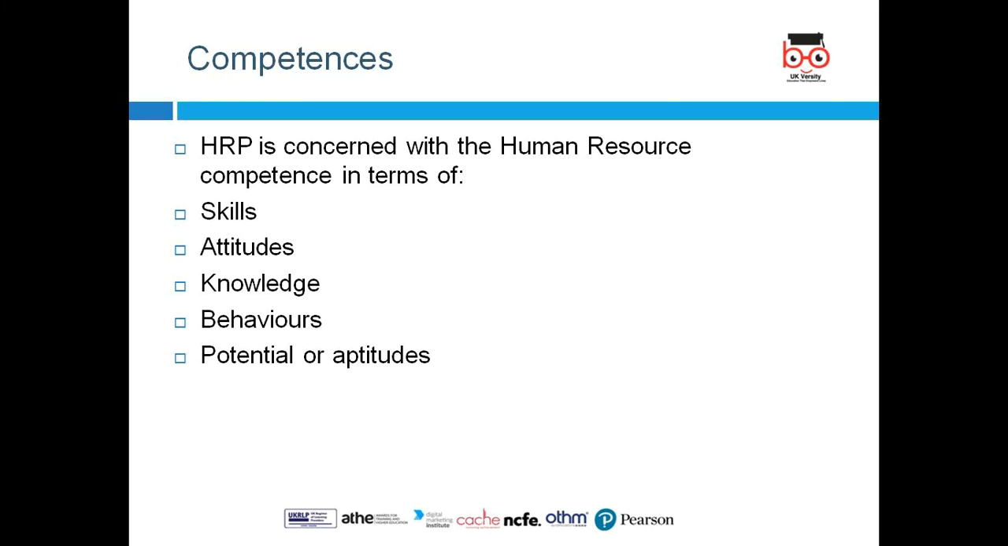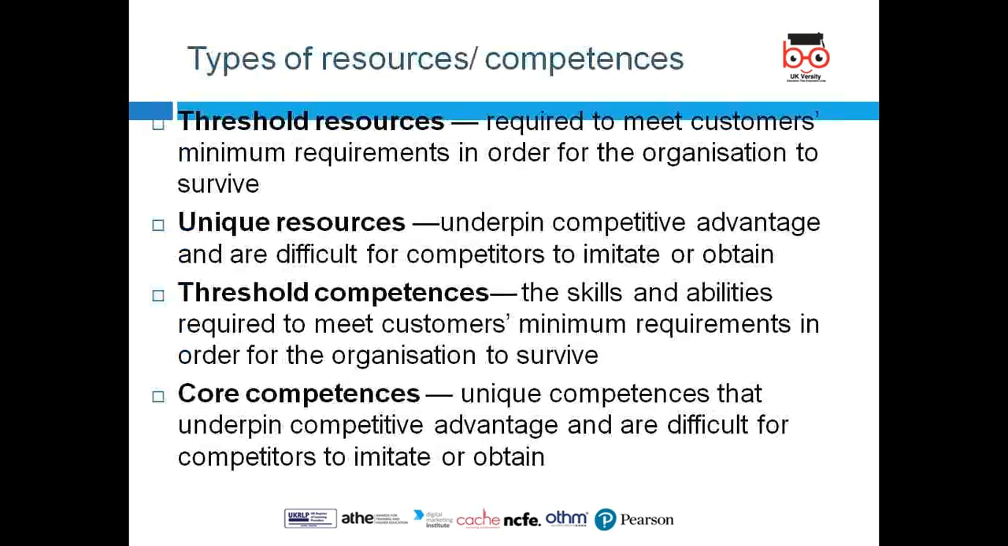Capabilities, competencies come with experience. So skills, attitudes, knowledge, behavior, potential, aptitude towards work: those we have in our organization to sustain. All these are types of resources, and then threshold, which is the minimum requirement to sustain in a business. Threshold resources are those that are required. So at least we need the minimum resources required for our organization to achieve its goals.